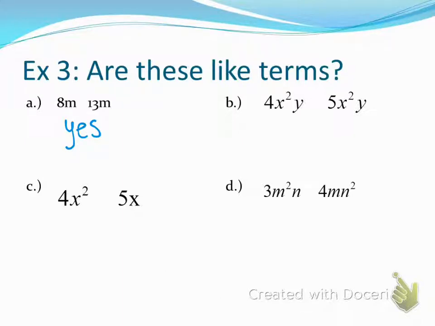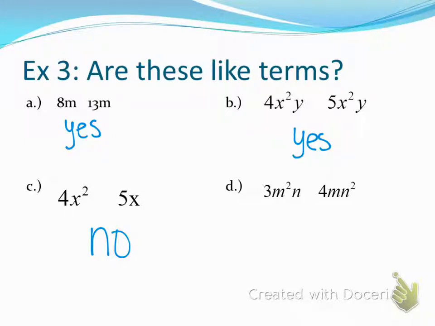Yes, they are. Again, the coefficients are different, but the variables and their exponents match completely. So yes, those are like terms. Adrian, what do you think about C? No, they are not like terms. They both have x's, but the exponents don't match. So the variables and their exponents have to be exactly the same.